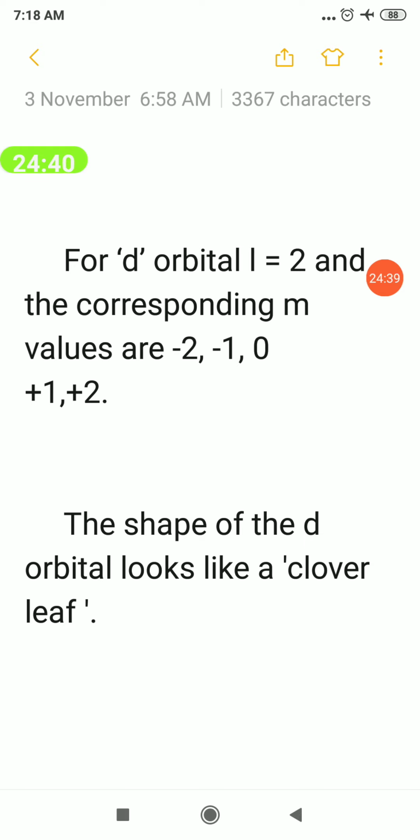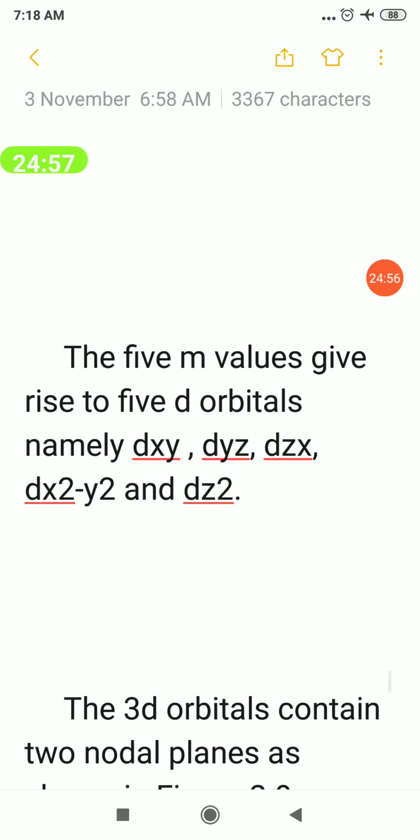So it has 5 different orientations. Those 5 orientations are given by the terms dx square minus y square, dz square, dxy, dyz and dzx. These are the 5 different orientations of the d orbital. It's given here, the 5 values represented in the form of dxy, dyz, dzx, dx square minus y square and dz square. So this is very, very important, students.